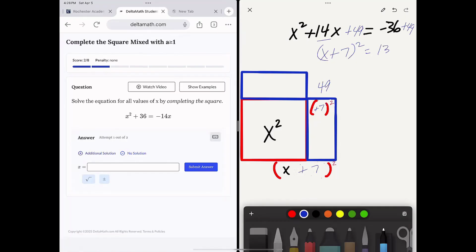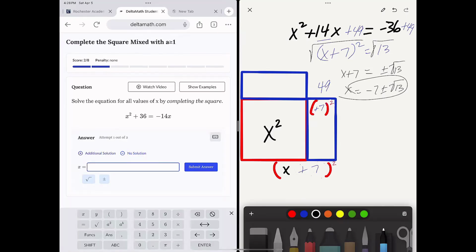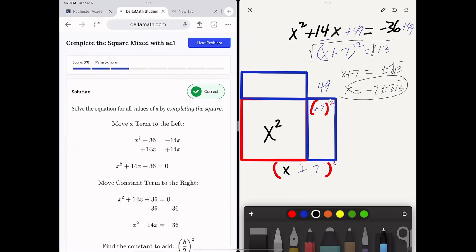And now I can finish on both sides by square rooting. So this is going to be x plus 7 equals plus or minus the square root of 13. And then I move the 7 over, so it's negative 7 plus or minus the square root of 13. That's my answer. That's what I'm going to try to put in here: negative 7 plus or minus the square root of 13. Submit it. And it says, nice job.